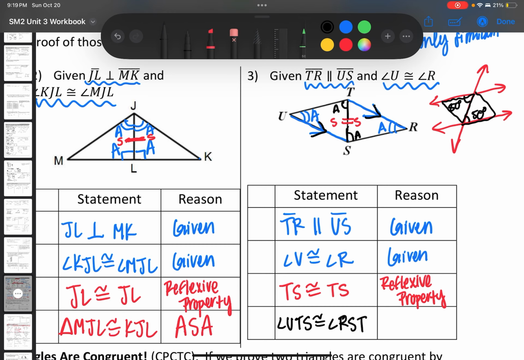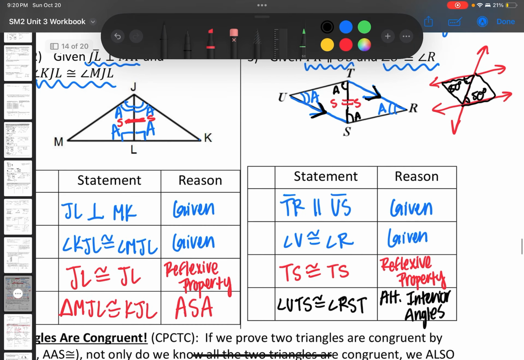RST. And the reason for that is because they're alternate interior angles. And I can only use that if I know that two lines are parallel. If I know that two lines are parallel, I've got parallel lines and a transversal that cuts through them, and I've got some congruent angles here. So now I just proved that these two triangles are congruent.